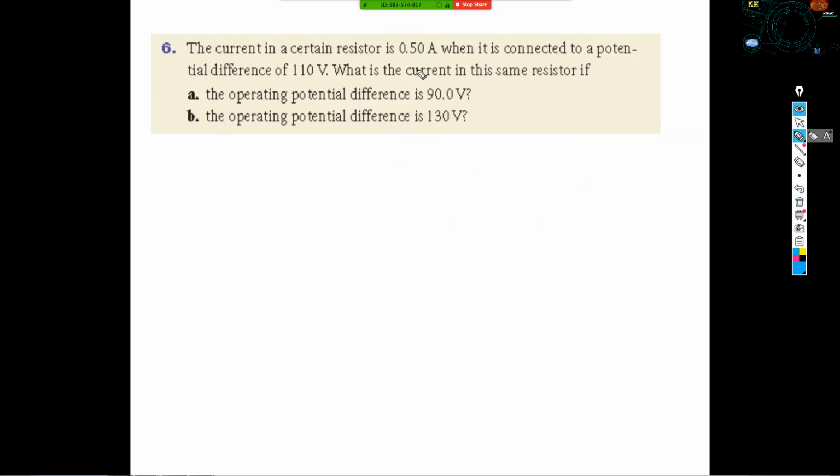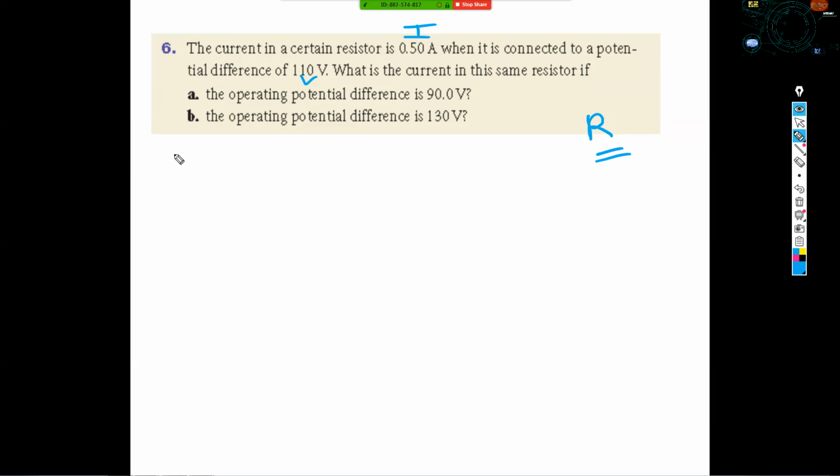And the current, a certain resistor, when it's connected to a potential difference, what is the current in this same resistor if the operating potential difference is 90 volts, 130 volts? All right, now keep this in mind. The resistance is a function of that component, so that's not going to change. Once you know what the resistance of a system is, that stays constant. What's going to change is your voltage and currents, like kinking the hose or not kinking the hose. So you have to figure out what the resistance is first.